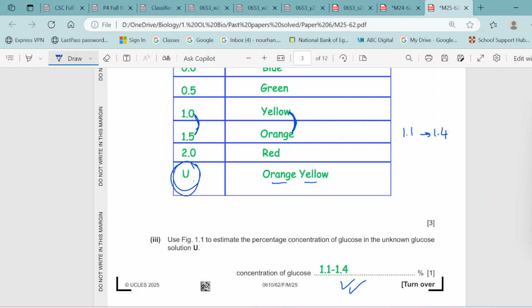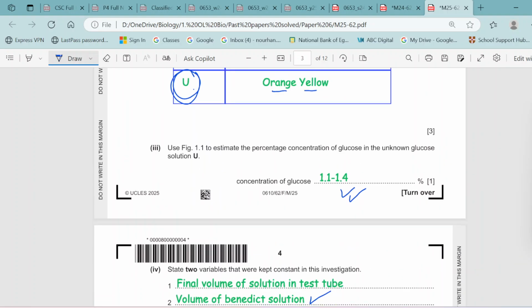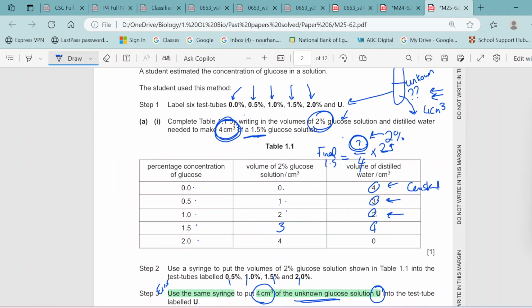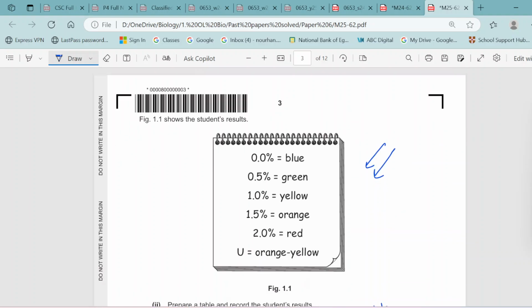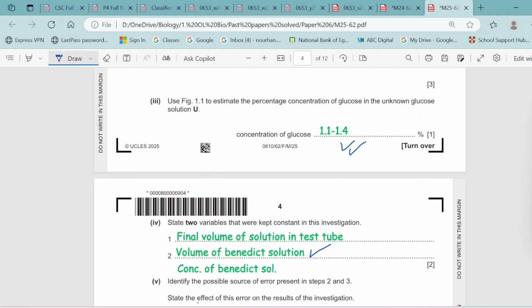Okay? State two variables that were kept constant. I already marked some of the stuff. The volume of the Benedict, the final volume of the solution, anything that will affect the results. Identify the possible source of error in steps 2 and 3.